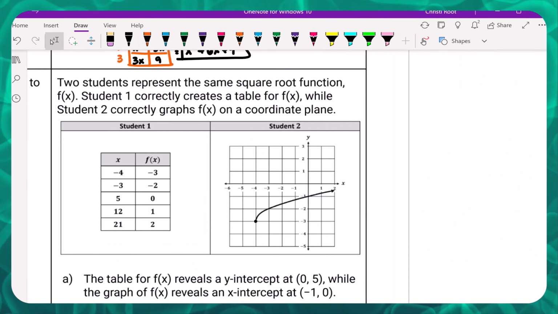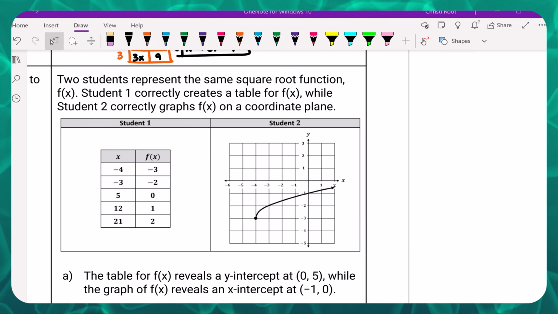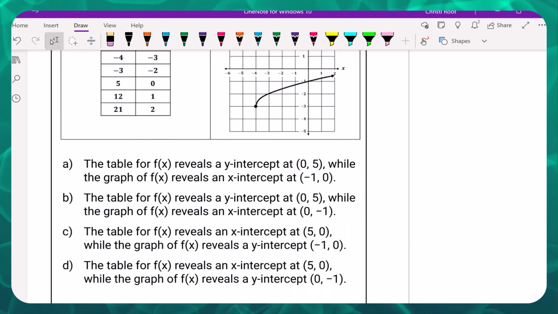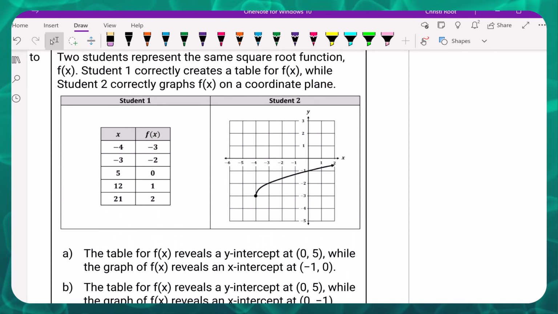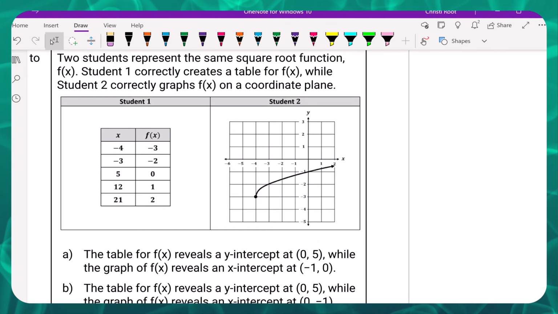All right, so on this next one over here, what we're trying to do is compare a table and a graph. It says student 1 correctly creates a table for f of x, while student 2 correctly graphs f of x on a coordinate plane. So this is the same thing, it's just they have very different visualizations, because one's just coordinates, the other one is like what it looks like. So we're asking which one is true.